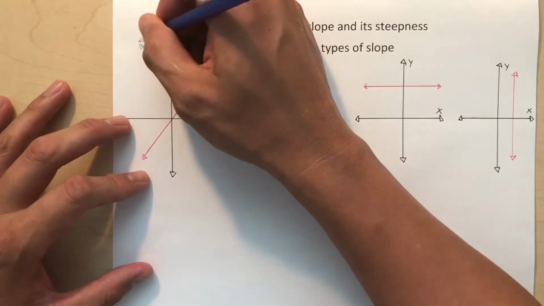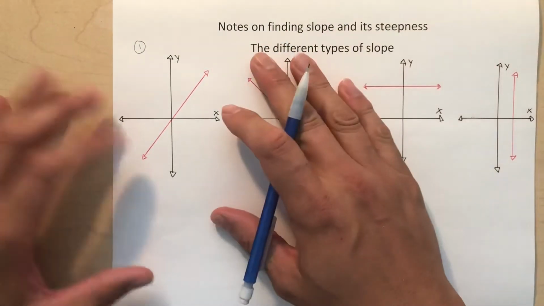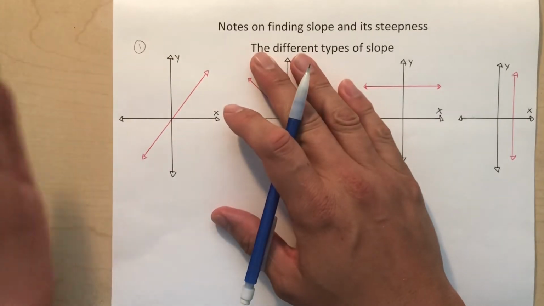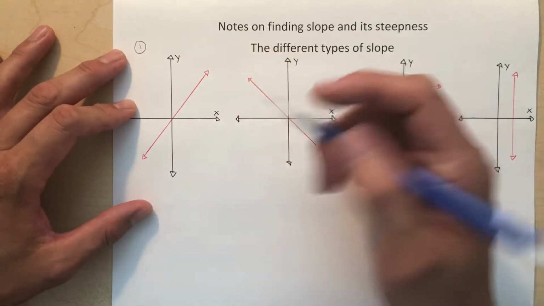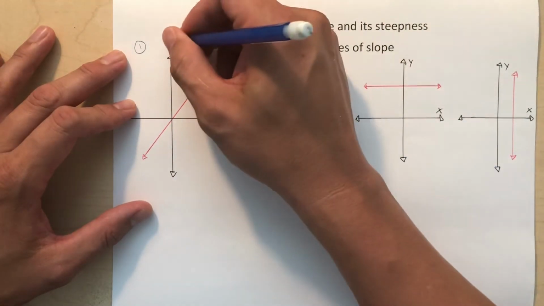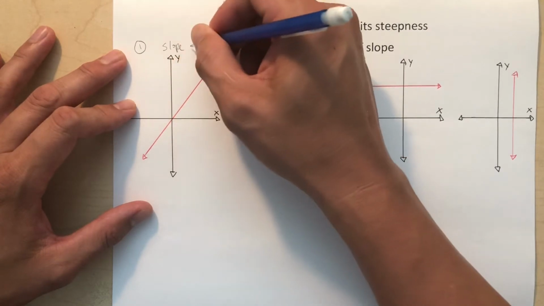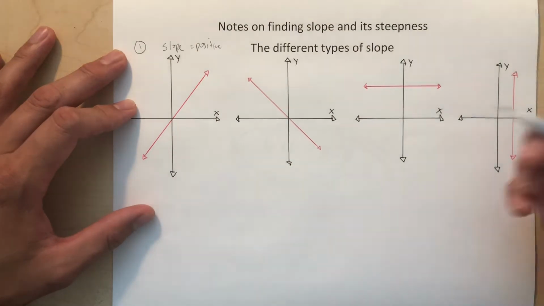So for number 1, this slope here. When you read a slope, you always want to read from left to right. So when you look at the left side, I want you to go towards the right side. Looking at the left side, it looks like it's going up. So this slope is positive.